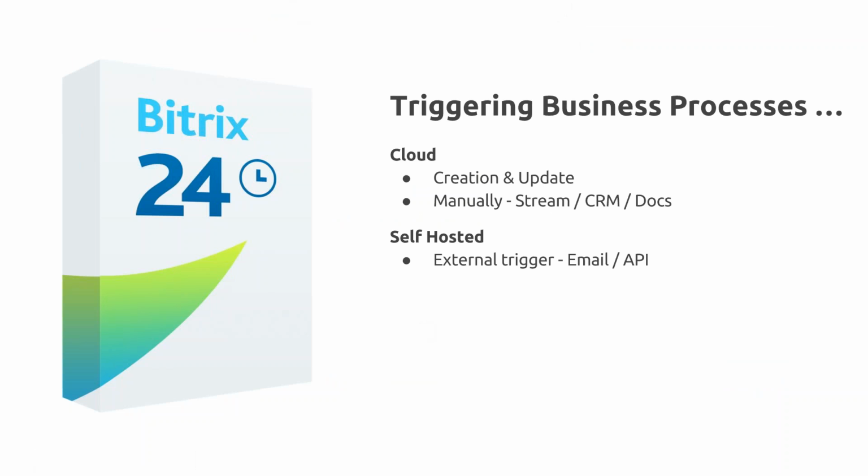They can be triggered on creation, i.e. when a new item's created, when a new deal's created, when a new document's created, etc. They can be triggered on update, so when one of those items has been changed in any respect, that can trigger a business process to run. It can, of course, be run manually as well.